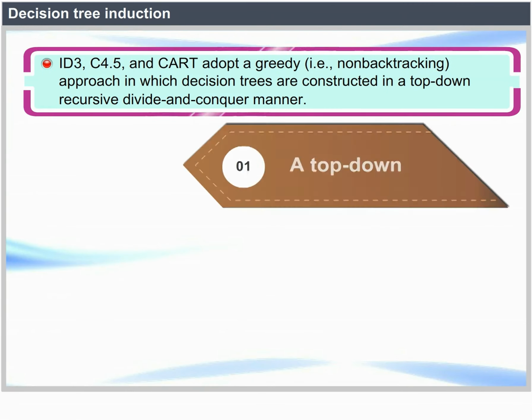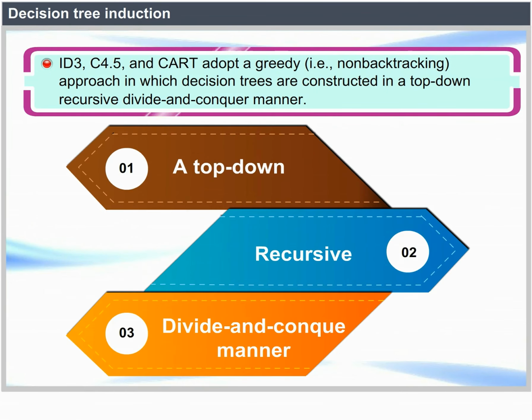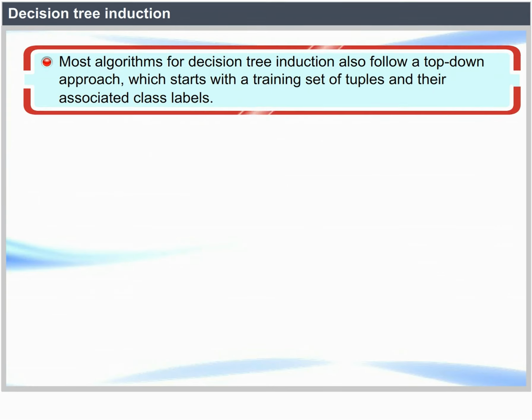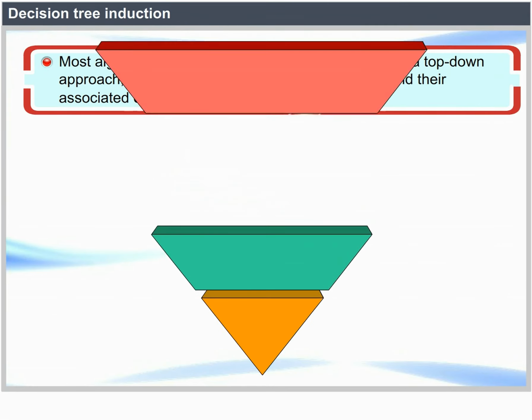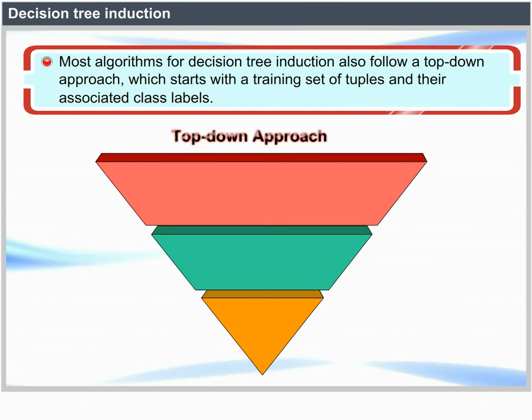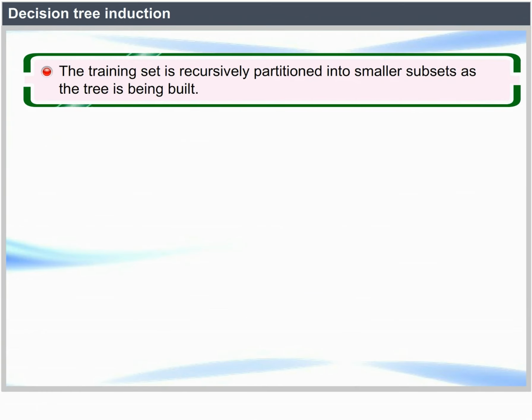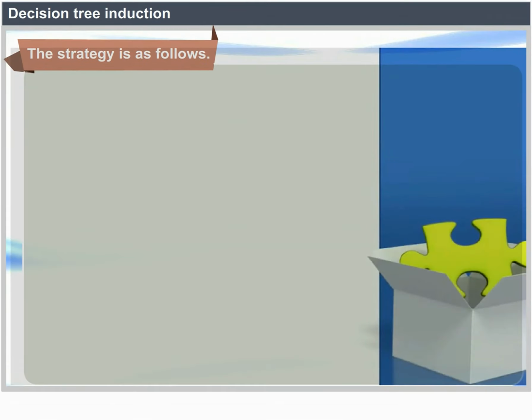ID3, C4.5, and CART adopt a greedy, that is, non-backtracking approach in which decision trees are constructed in a top-down recursive divide-and-conquer manner. Most algorithms for decision tree induction also follow a top-down approach, which starts with a training set of tuples and their associated class labels. The training set is recursively partitioned into smaller subsets as the tree is being built. The strategy is as follows.